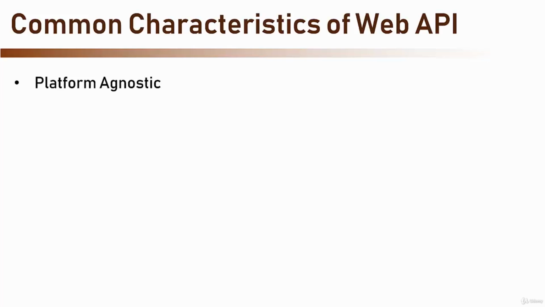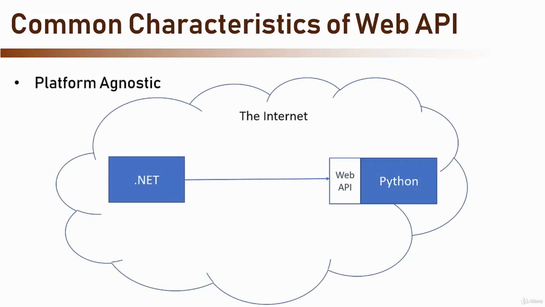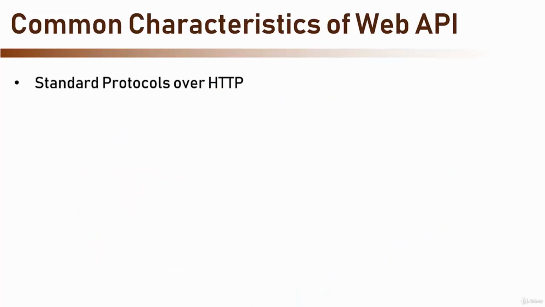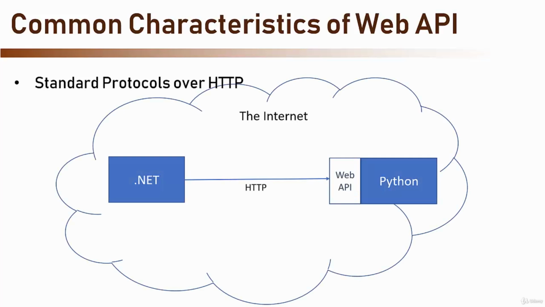It's important to remember some common characteristics of Web API. First, Web API is platform agnostic, meaning .NET components, for example, can easily communicate with a Python component using Web API. And of course, this is true also for other platforms. In addition, Web APIs use standard protocols, usually over HTTP, as you see in this diagram.